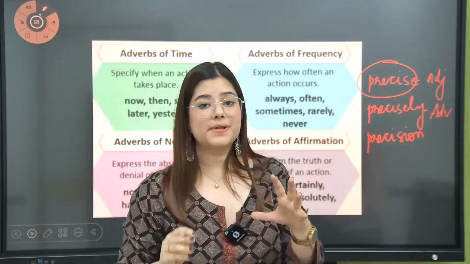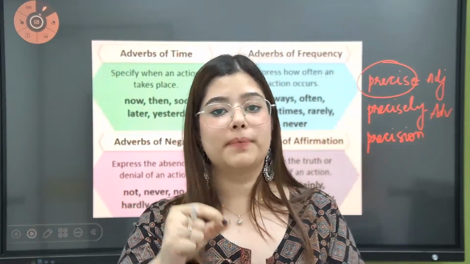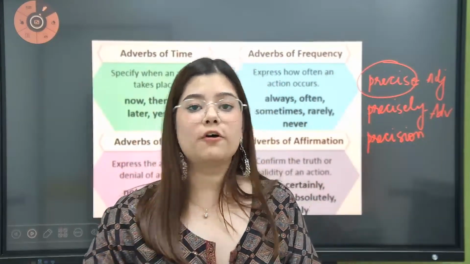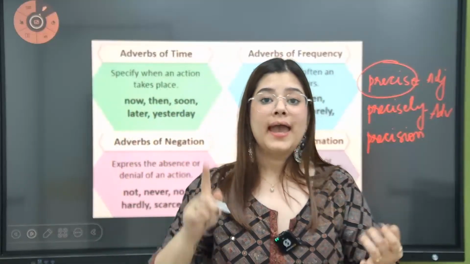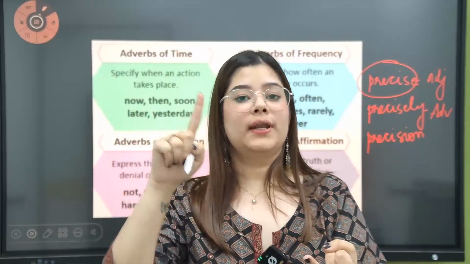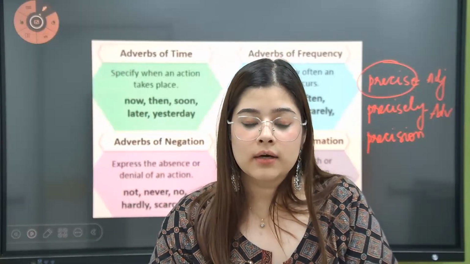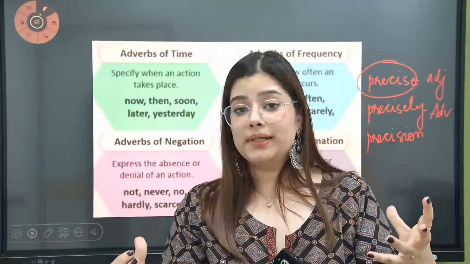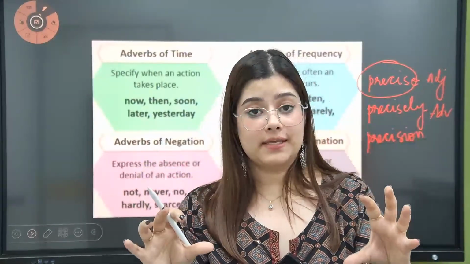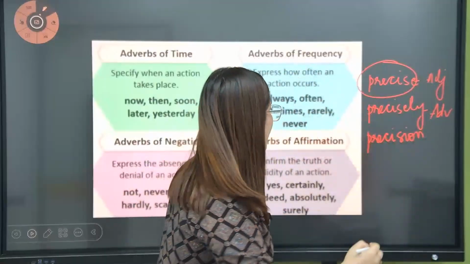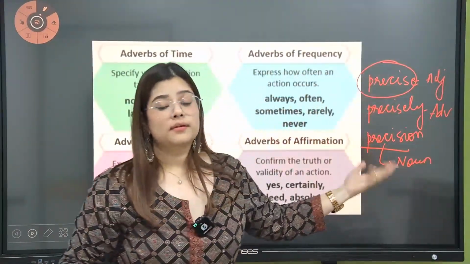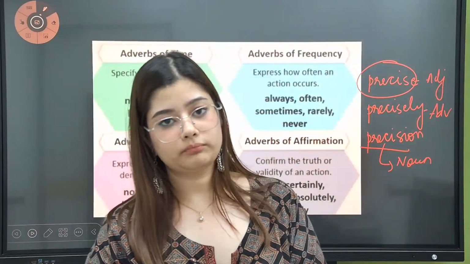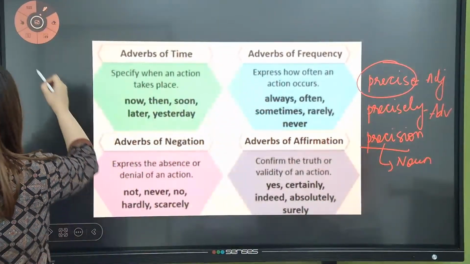And precision. Precision is the quality of being precise. It is the state of being precise. It is the state or the quality of being exact. Any quality, any emotion, any notion, any idea, anything that is intangible that cannot be perceived by your five senses would be an abstract noun. So precision is an abstract noun. Okay, next.